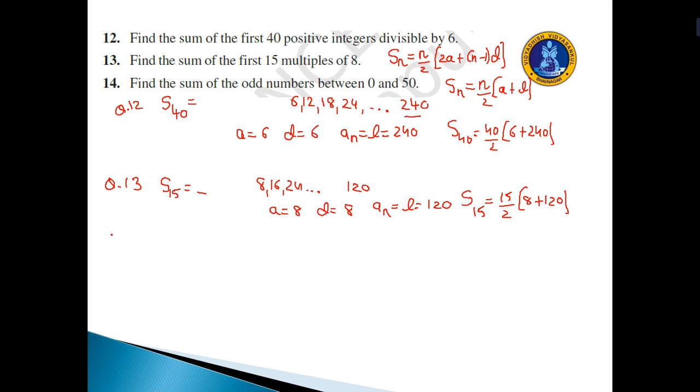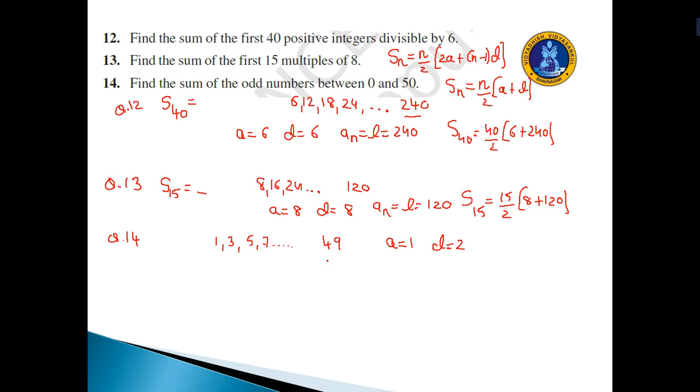Now question number 14. Find the sum of odd numbers between 0 to 50. So start from 1, 3, 5, 7, up to 49. So again we can get A is equal to 1, D is equal to 2.